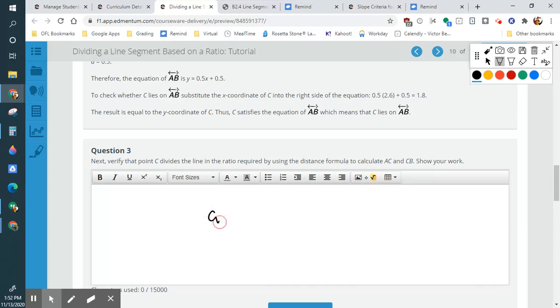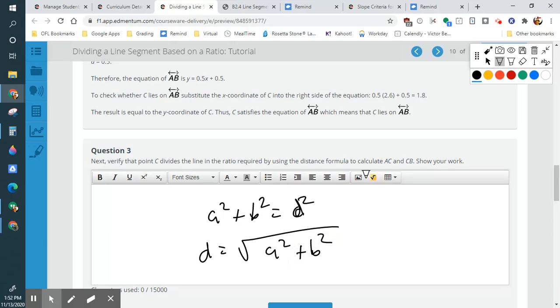So it's a squared plus b squared equals c squared. We're going to call it d squared for the distance squared, which means that the distance equals the square root of a squared plus b squared. And our a is really our x of b minus x of a, squared. And our b is going to be our y of b minus y of a, squared.